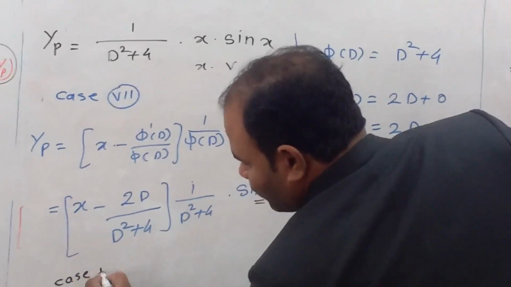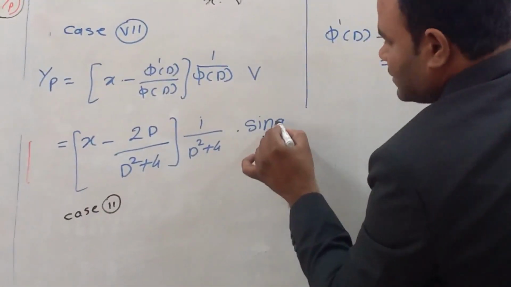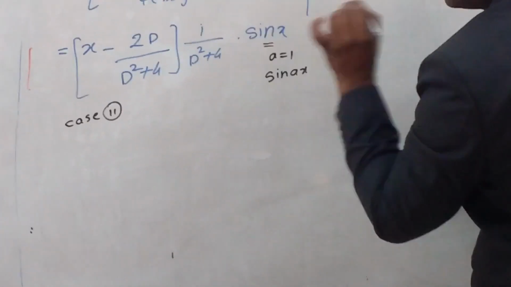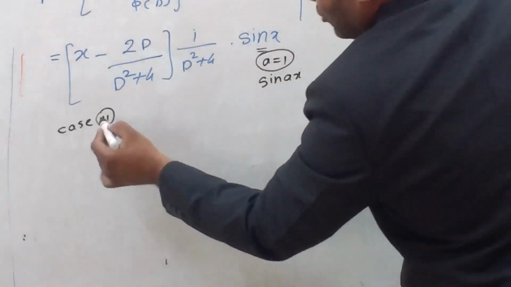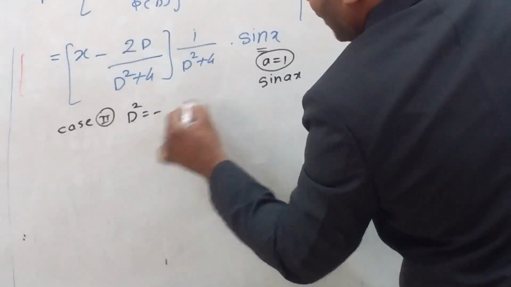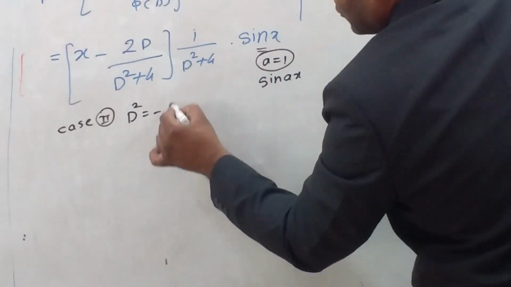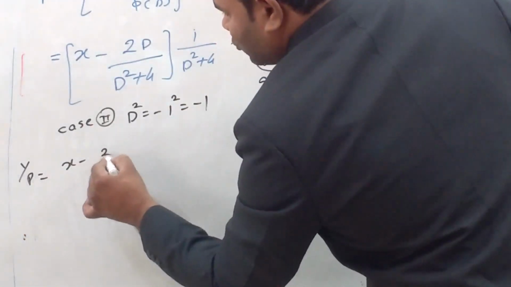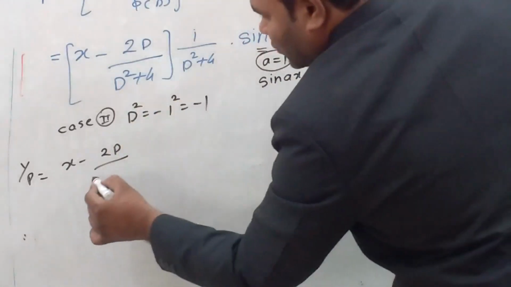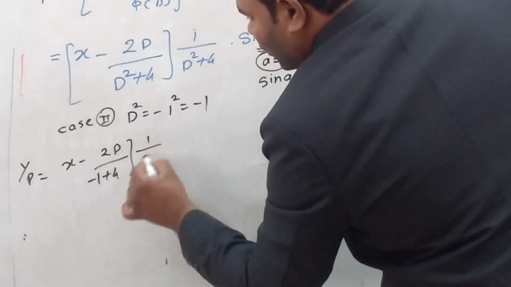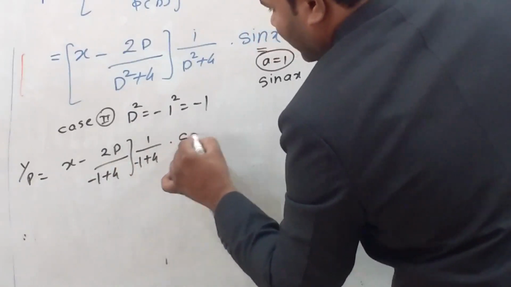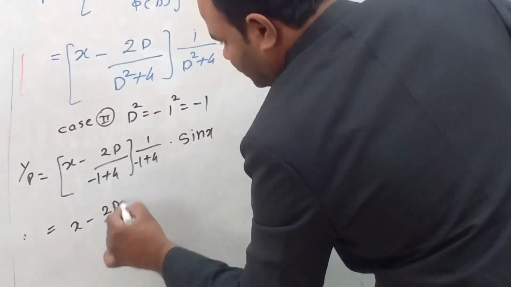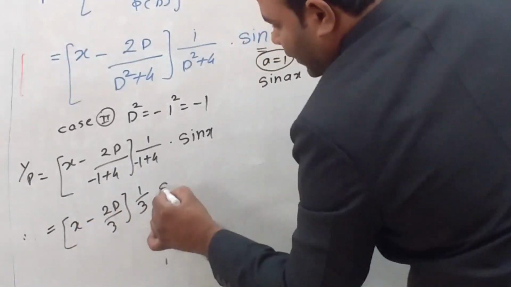According to case 2, sine x is nothing but sine ax, so the coefficient of x is 1 and we consider a as 1. According to case 2, we put D square equal to minus a square, and a is 1, so minus 1 square, that is minus 1. So yp becomes x minus 2D upon minus 1 plus 4, into 1 upon minus 1 plus 4 into sine x. This becomes x minus 2D upon 3 into 1 upon 3 of sine x.